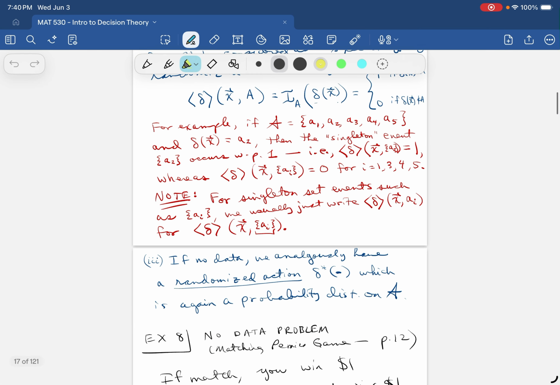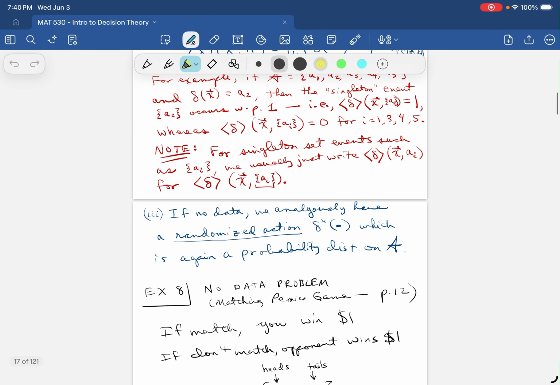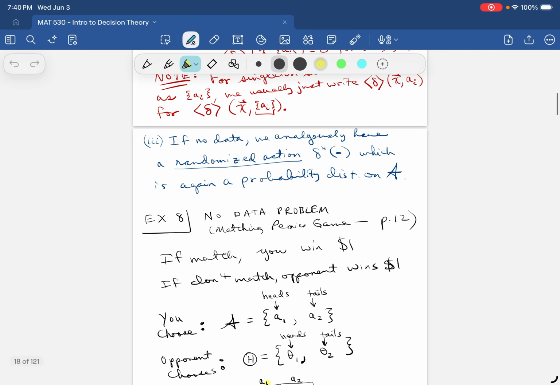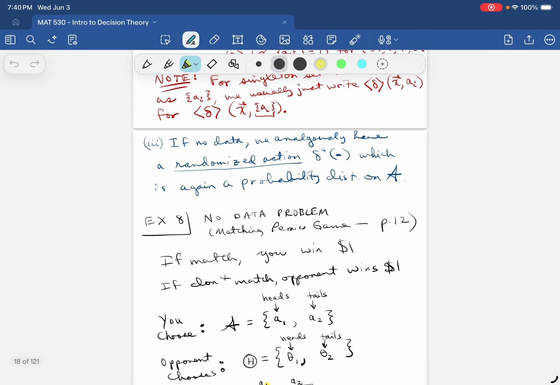And then also we talked about that if there's a no data problem, if we don't have any sample data, then we can analogously have a randomized action, which is again a probability distribution on the action space. So let's look at an example of the no data problem. Now this is the matching game in our textbook.